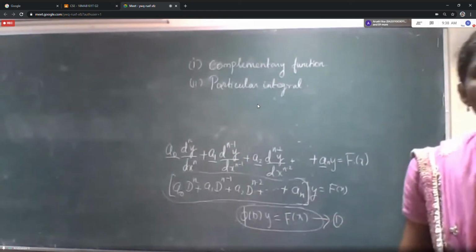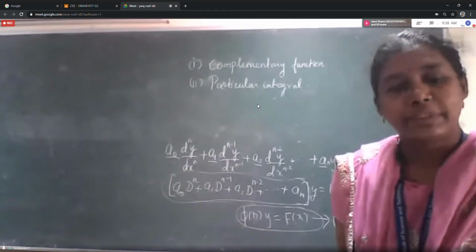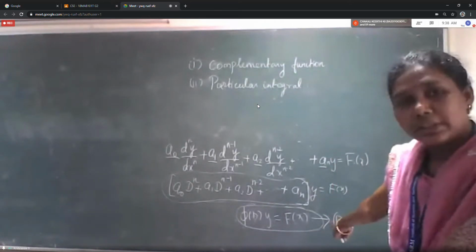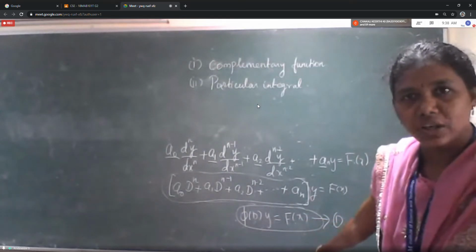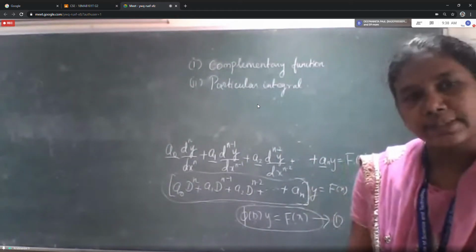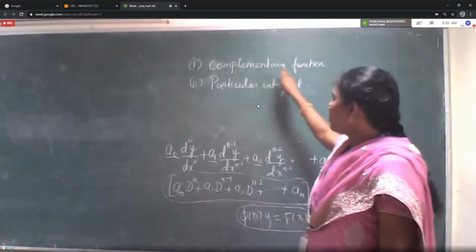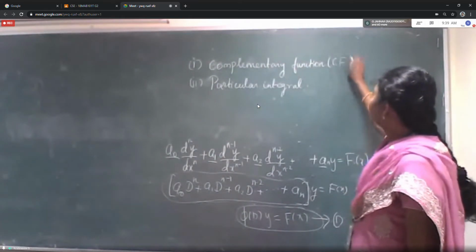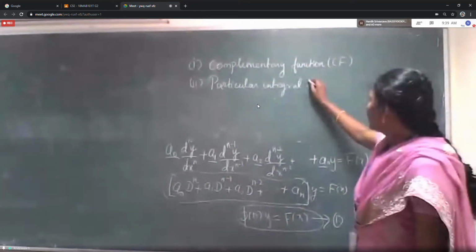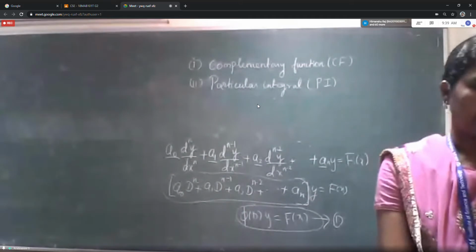Hereafter I will tell you the general solution. All of you write: the general solution or complete solution of equation 1 consists of two parts, namely, the first one is the complementary function, simply we can write CF, and the second one is the particular integral, that is PI. Complementary function and particular integral.